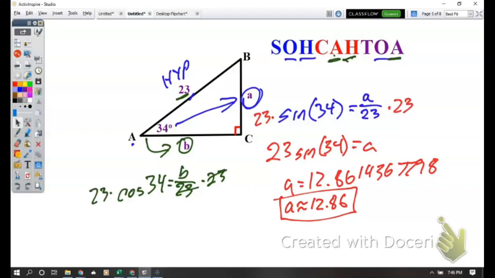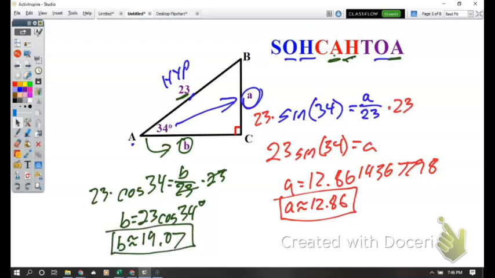And so B is equal to 23 times the cosine of 34 degrees. Just going to stick that into my calculator and see what it gives. And this gives me B is approximately, because I'm going to have to round this off, because again, this is a great big hideous decimal, 19.07, approximately. All right, and there's that.